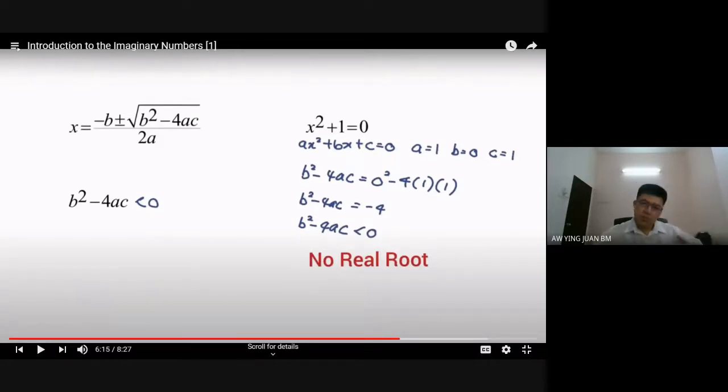Okay, so tercetus the idea. No real root means that there is a value, there is something for us to go deep and do some research. Begitulah matematik. So, kita akan continue.